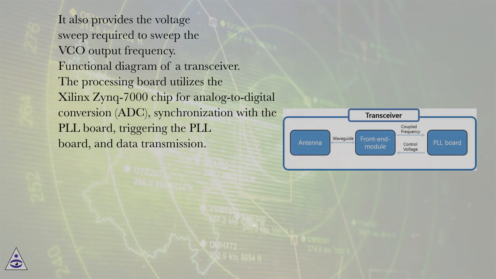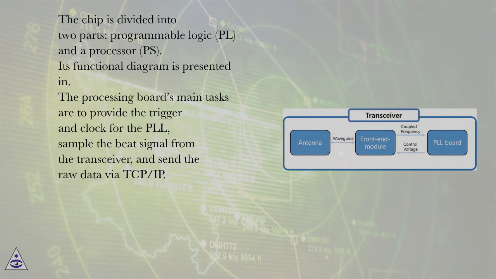The processing board utilizes the Xilinx 7000 chip for analog to digital conversion, ADC, synchronization with the PLL board, triggering the PLL board, and data transmission. The chip is divided into two parts: programmable logic, PL, and a processor, PS. Its functional diagram is presented in.